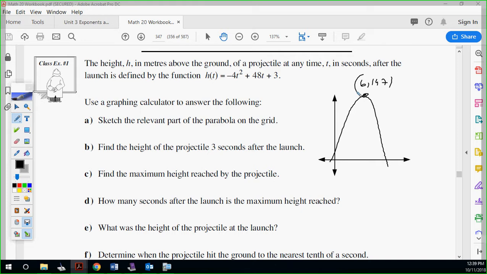Find the height at 3 seconds. Okay, so find the height of the projectile at 3 seconds. What can we do for that? Yeah, good, Joel. Table. So we can do the table for that. Anybody want to tell me what that is? 111. Good.